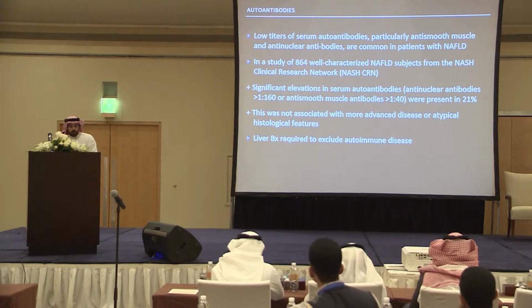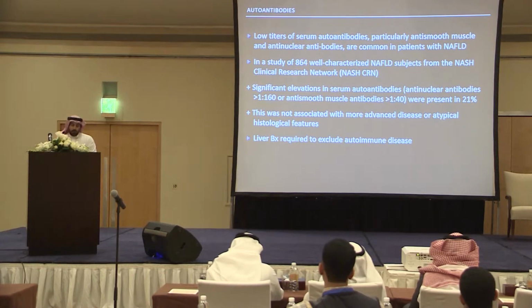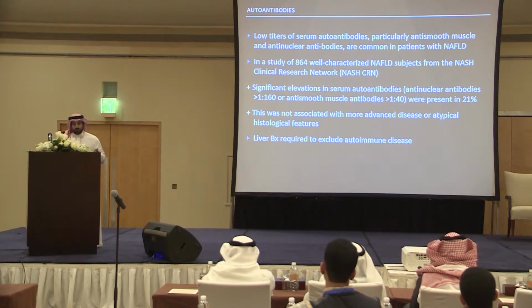Autoantibodies. So most patients usually have low serum titers of autoantibodies in the form of ANAs and anti-smooth muscle antibodies. There was a study that was done on more than 800 patients with well-characterized FLD subjects from the NASH Clinical Research Network. And those patients were found to have significant high titers of autoantibodies, and it was present in 21% of these patients. So that's a high number. When you get these high numbers, that doesn't mean that the patient does have autoimmune hepatitis, but it should raise a suspicion, and you should go for a liver biopsy as well. Okay.